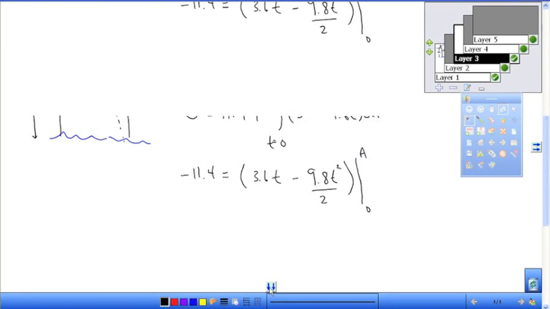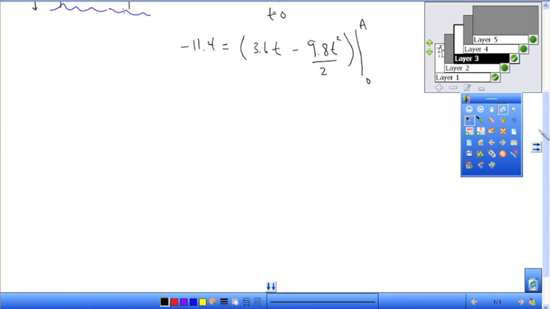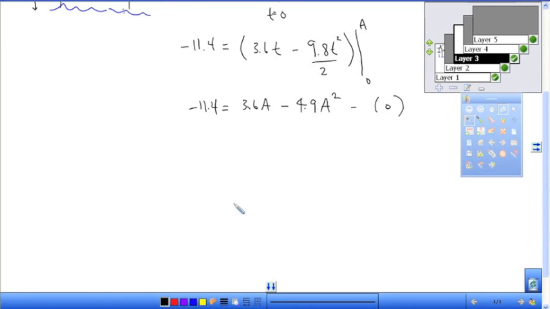And this is just a top minus bottom type of problem. So when I plug in a for t, I'm going to get 3.6a minus 9.8, or let's just simplify that, minus 4.9a squared. When I plug in 0, I'm going to get 0 there. I'll just write it as minus 0 as if I plugged in 0. I need to solve this equation for a.